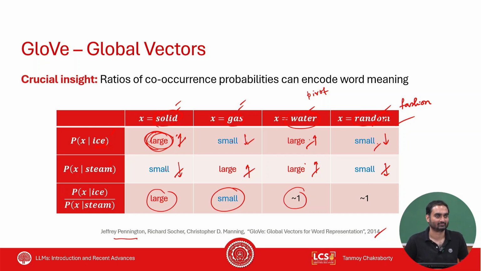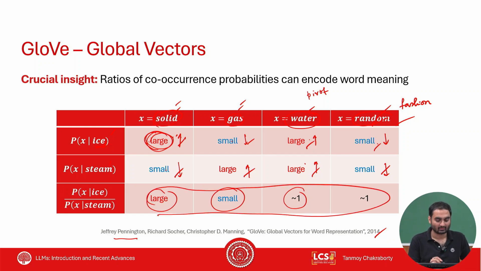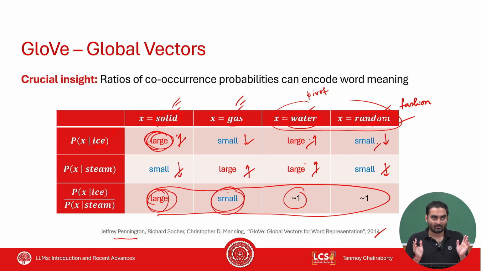These numbers are very important. So now let's look at these numbers. Using these numbers, if you look at the last row, you can differentiate relevant context from the non-relevant context. You can differentiate relevant context words like solid and gas from the non-relevant context words like water and random, because based on these numbers, if the numbers tend to 1, that means that context word is not relevant to differentiate ice and steam.